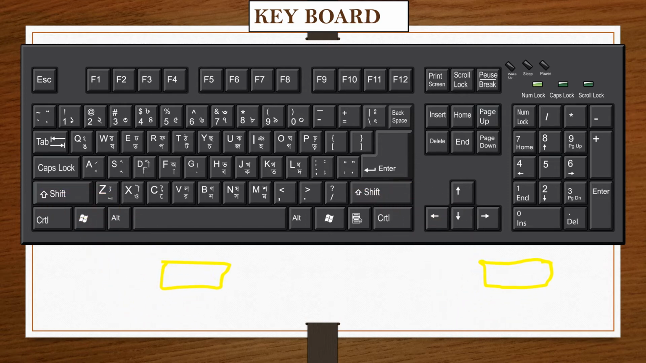Next is the caps lock key. We can type capital letters by pressing the caps lock key. When the caps lock key is pressed once, a light glows on the top right corner of the keyboard. It shows that the caps lock function is on. Now we will see the control key. There are two control keys on a keyboard. When we press them with another key, they perform a specific operation.